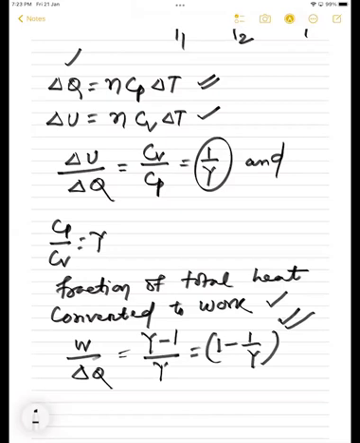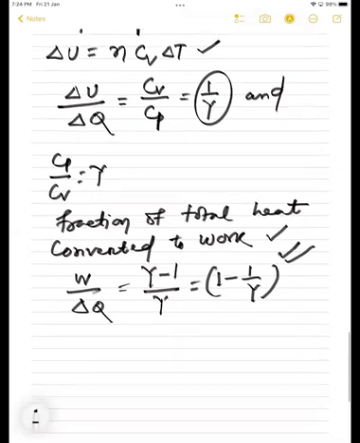Understood, students? If only gamma is given, can you find how much fraction of the total heat energy is converted to work? Just remember all the formulas, because we are going to apply these formulas in the numericals that we are going to solve. Understood up to this? Isochoric you got an idea, and isobaric you got an idea. Next we will go to isothermal and adiabatic. Right, students?